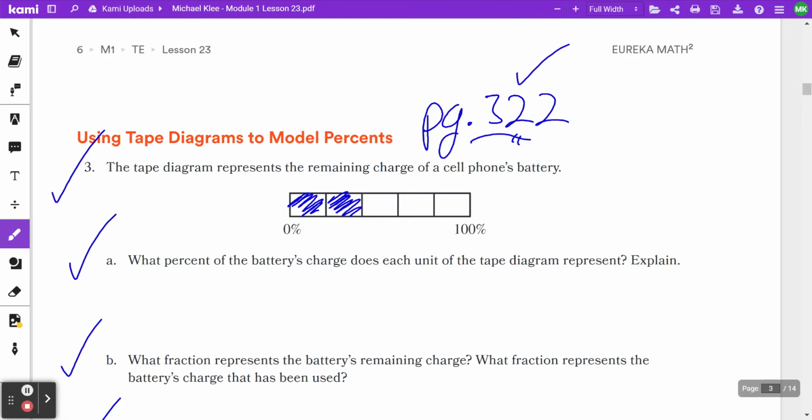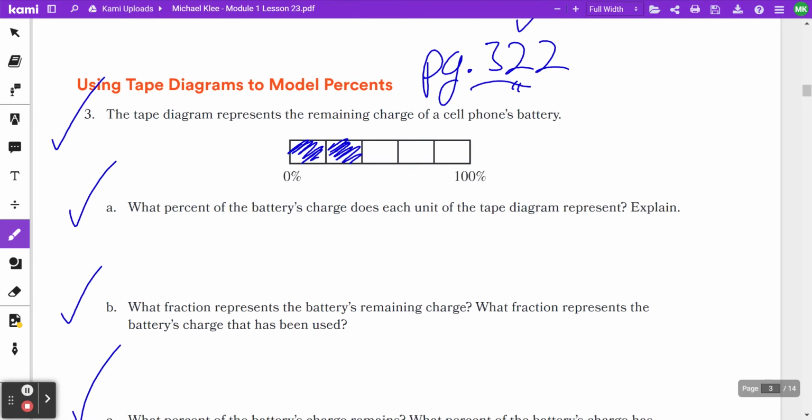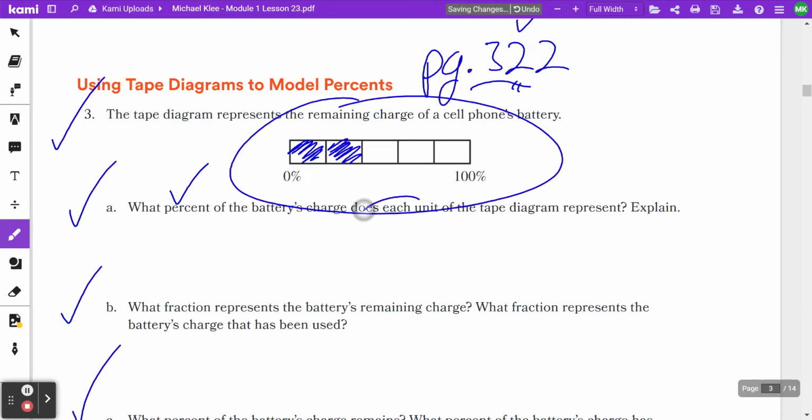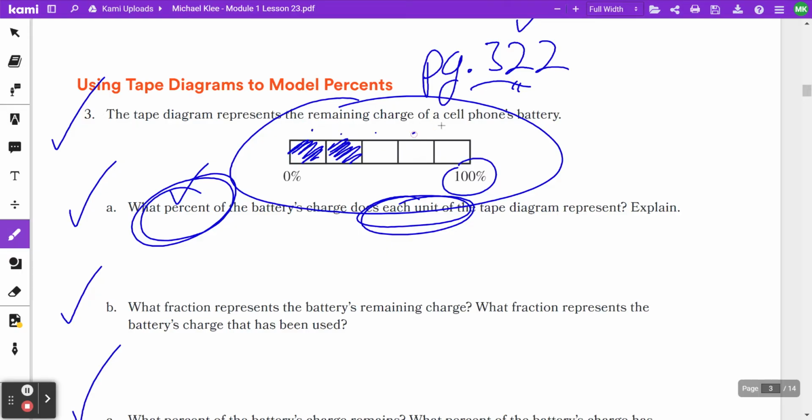All right, so page 322, let's find a percent. So what percent of the battery's charge? This whole thing represents a battery's charge, and they're asking what is the value of each unit, or what is the percent of each unit. So the entire thing is 100%, and it's split into 1, 2, 3, 4, 5 boxes. So 5 boxes, 100% total. That means each box must be worth 20%.